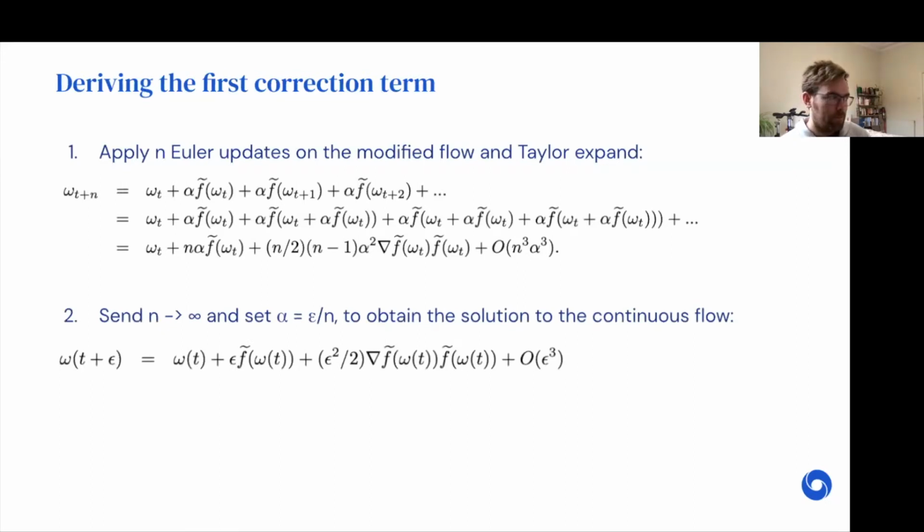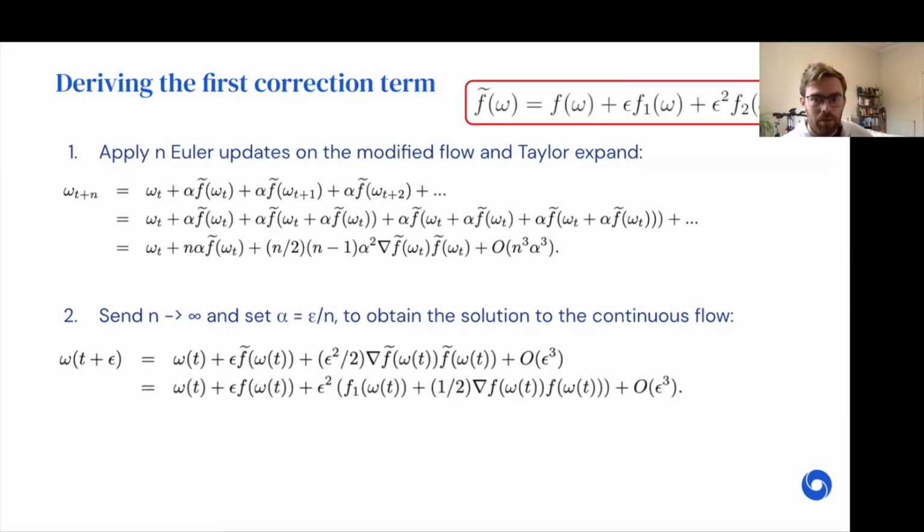And now in the second step, we're going to send the number of updates n to infinity and simultaneously set this step size alpha to epsilon over n. The reason I'm doing that is that we know that in the limit of vanishing step size alpha, omega t plus n will just coincide exactly with the solution to the modified flow, omega t plus epsilon. And so that will just have the form written here. And so we're really almost there. So now I'm just going to remember the expression for the modified flow f tilde. Remember, f tilde is just this Taylor expansion of correction terms f1, f2, and so on. So I just substitute that in, and then I regroup the terms to arrive at this final result here.